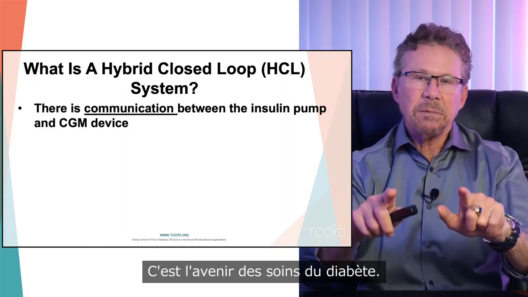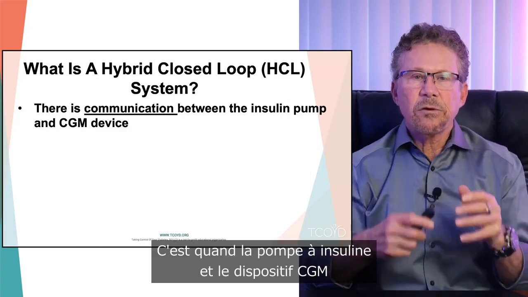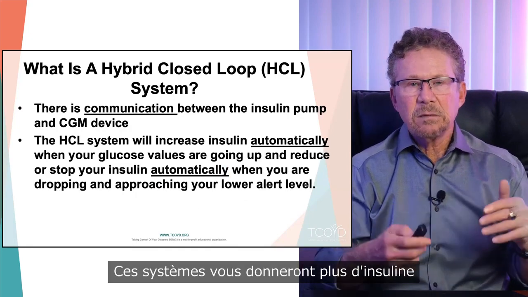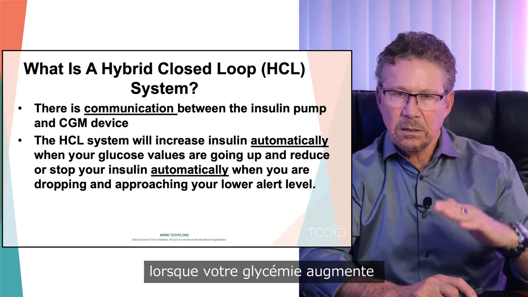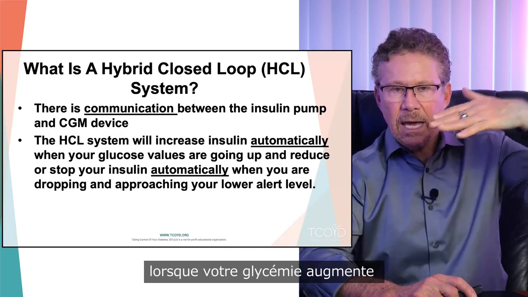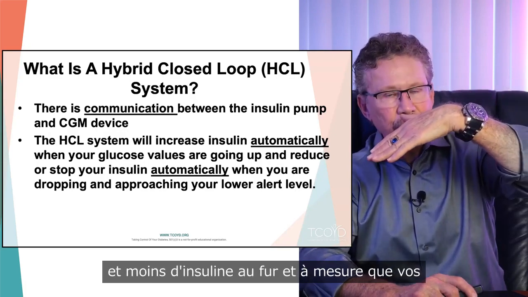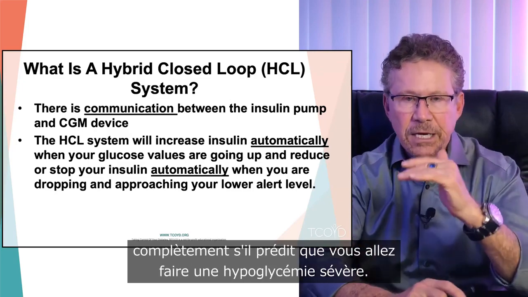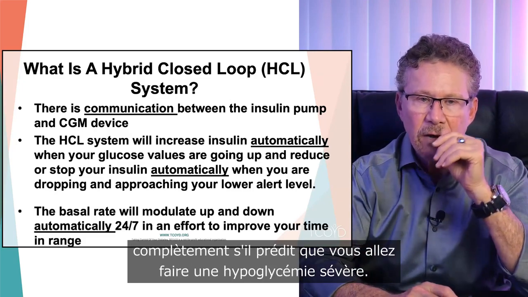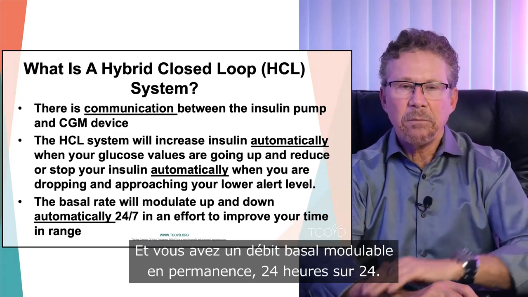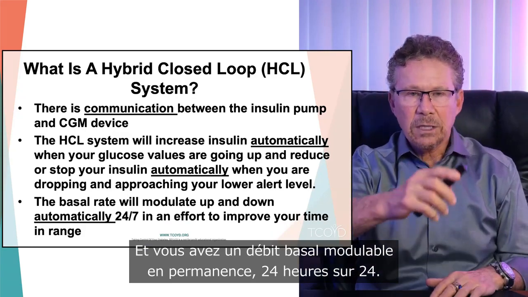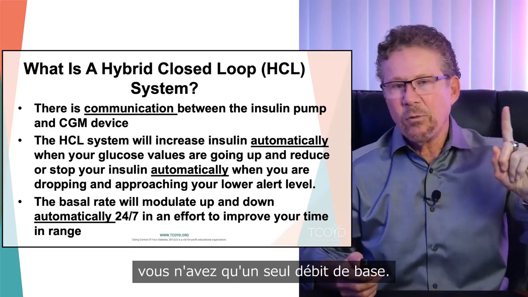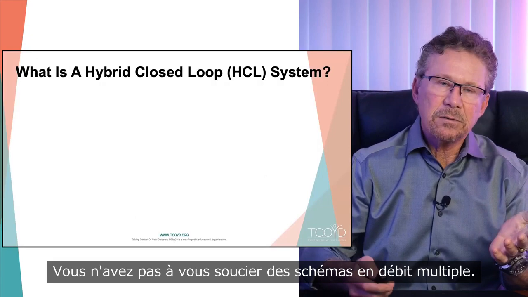What is a hybrid closed loop system? This is the future of diabetes care. Pay attention. This is where there's communication between the insulin pump and the CGM device. These systems will give you more insulin as your blood sugar is going up and less insulin as your blood sugars are going down, and stop insulin secretion altogether if it predicts you're going to hit a serious lower level. And you have a modulating basal rate all the time, 24 hours a day. And this is why when you get one of these systems, you only have one basal rate. You don't have to worry about secondary basal rates.